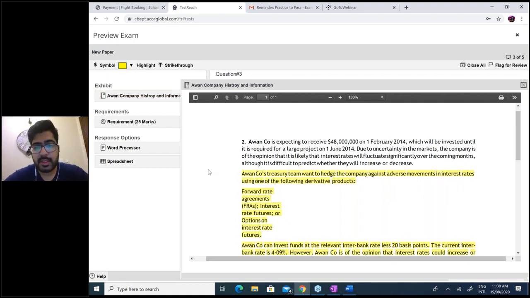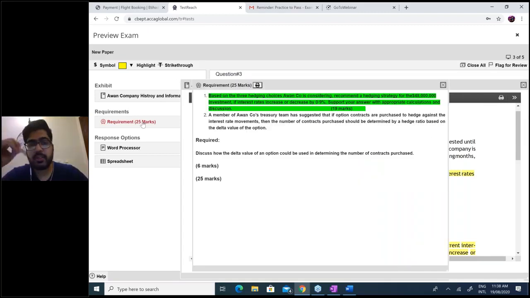Avan's treasury team wants to hedge the company against adverse movements in interest rates using one of the following derivative products: forward rate agreements, futures, and options. So the requirement states, based on the 3 hedging choices Avan is considering, recommend an appropriate hedging strategy for 48 million investment if interest rates increase or decrease by 0.9%. So based on the 3 hedging choices Avan is considering, recommend a hedging strategy for 48 million investment.